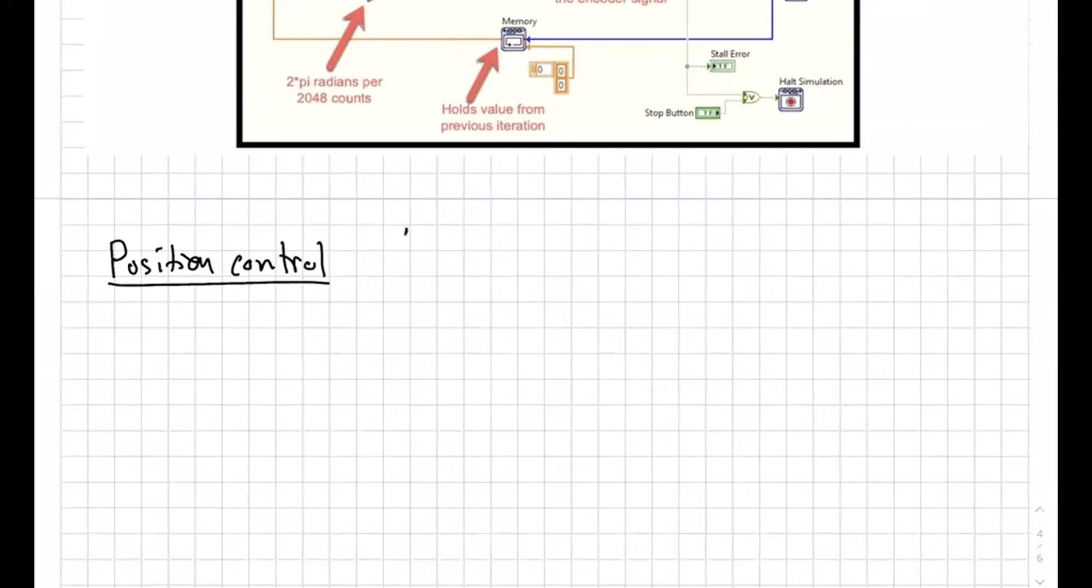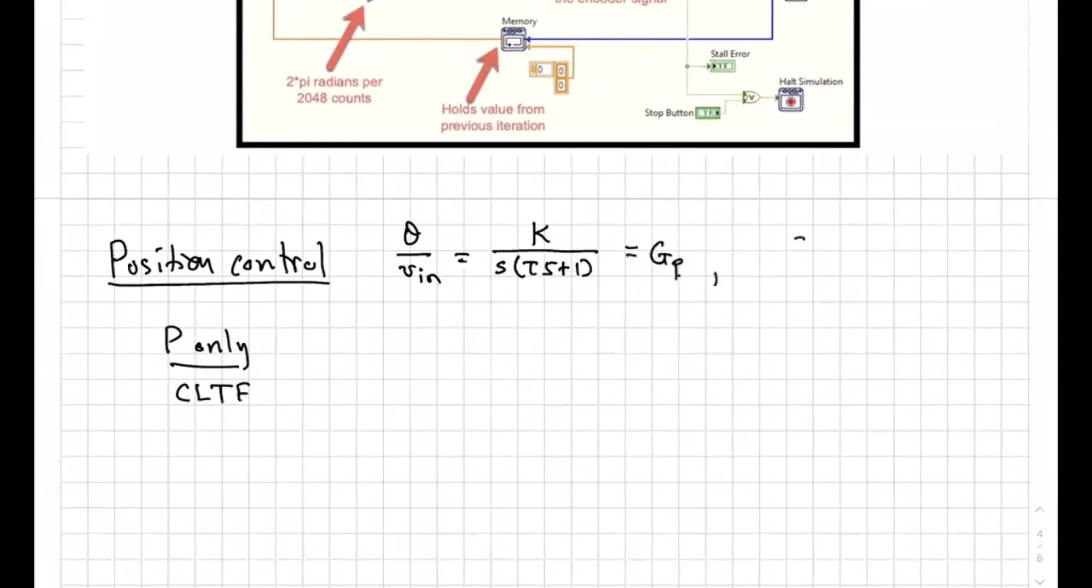We want to start off with theta over Vn, which, remember, is K over s times tau s plus 1. That's the new plant that we're trying to control. First, P only. I'm going to have you run some experiments with just P, and you get the closed loop transfer function. In this case, GC is just the little Kp. When you download this PD controller from Quanser, it has controls for both Kp and Kd, but first I want to show you the transfer function for just the proportional.